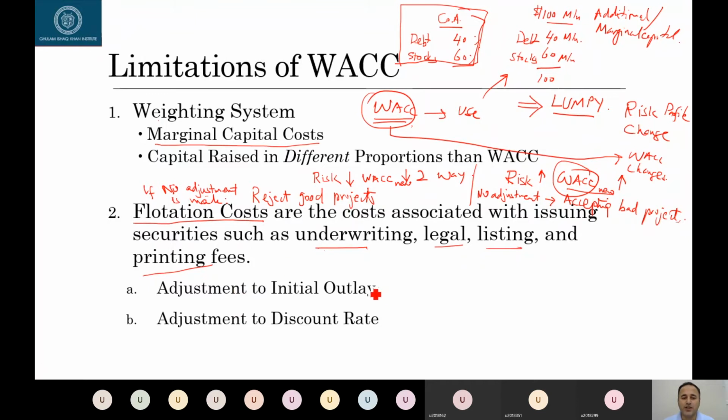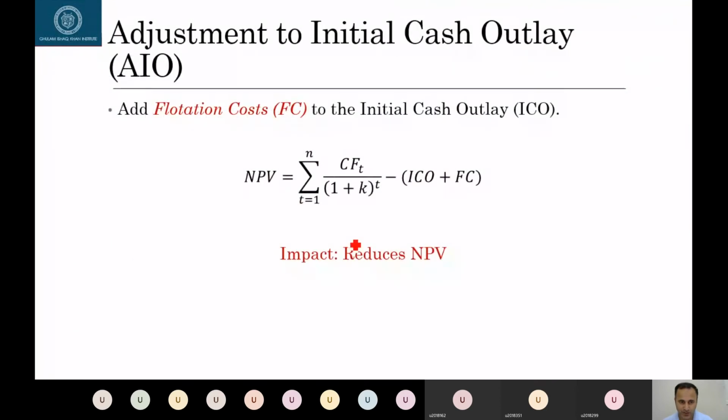And how do you do that? You make adjustment in two different ways. You either adjust the initial cash outlay or you adjust the discount rate. And I'll show you how to do that. It's very simple. So if you remember from the NPV, what is NPV? We discount all cash inflows, okay? And then we subtract the initial cash outlay. So that was NPV in a typical situation when there is no flotation cost.